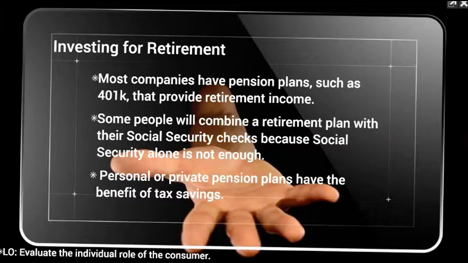Investing for retirement. Most companies have pension plans, such as 401k, that provide retirement income. Some people will combine a retirement plan with their Social Security checks because Social Security alone is not enough. Personal or private pension plans have the benefit of tax savings.